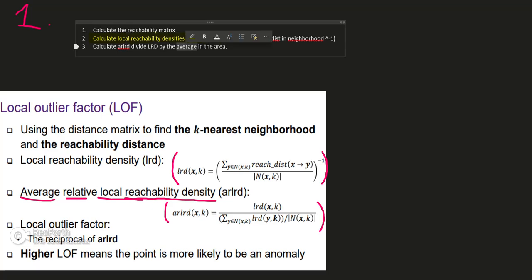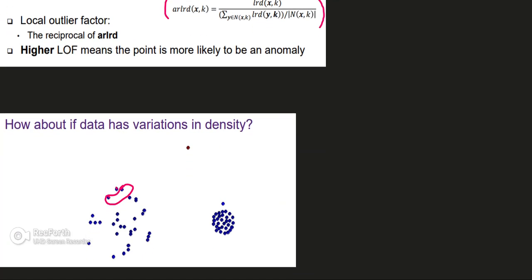Which is similarly, you're just taking the local reachability density, which we calculated in the previous step, and you're dividing it by the average for that area. So what does that mean?